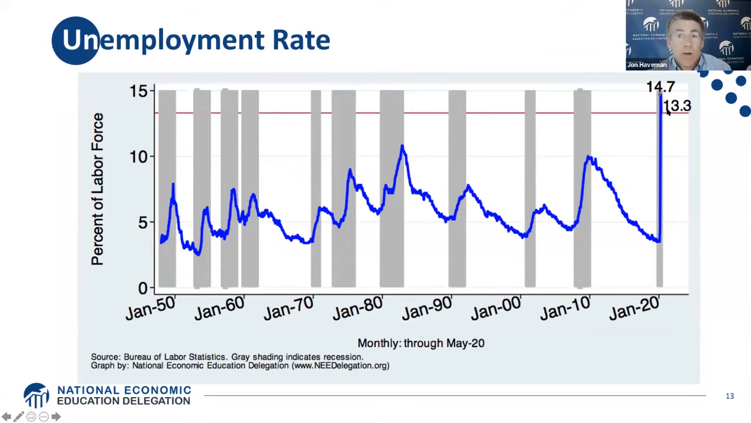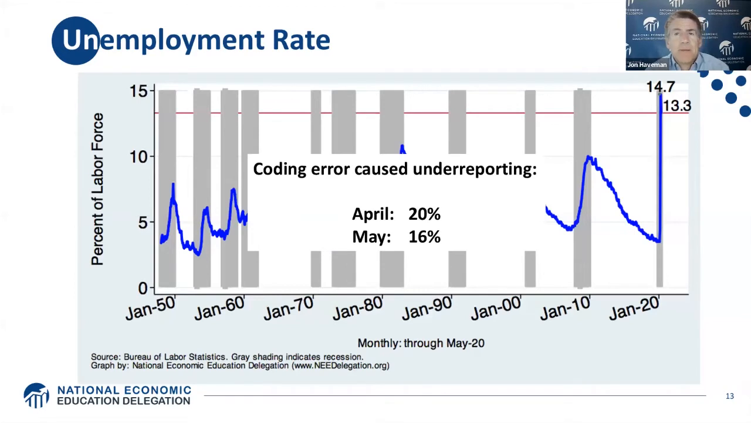These numbers are less than the 20% numbers that I mentioned. However, the Bureau of Labor Statistics confessed to making an error. They declared a lot of people as being voluntarily out of work, essentially categorized as on vacation rather than being furloughed. So the appropriate unemployment number for April was closer to 20%, and for May was closer to about 16%. Next week, Thursday, we'll get a sense for what the unemployment rate was in June. And I expect it to have come down a little bit, but probably not very much.